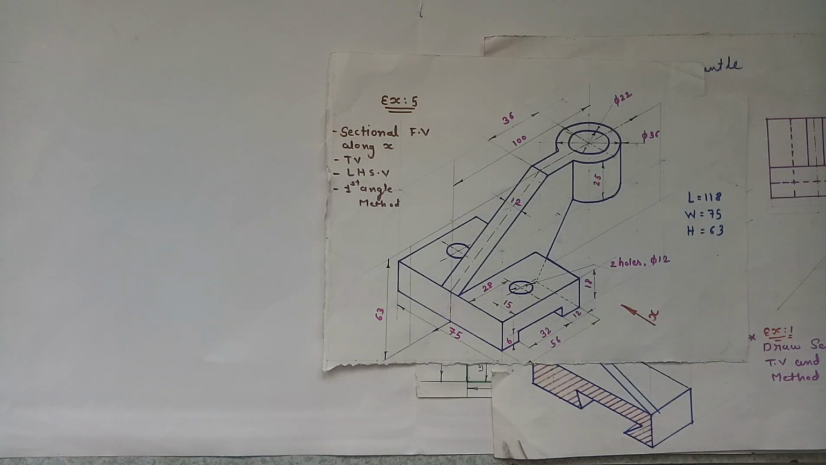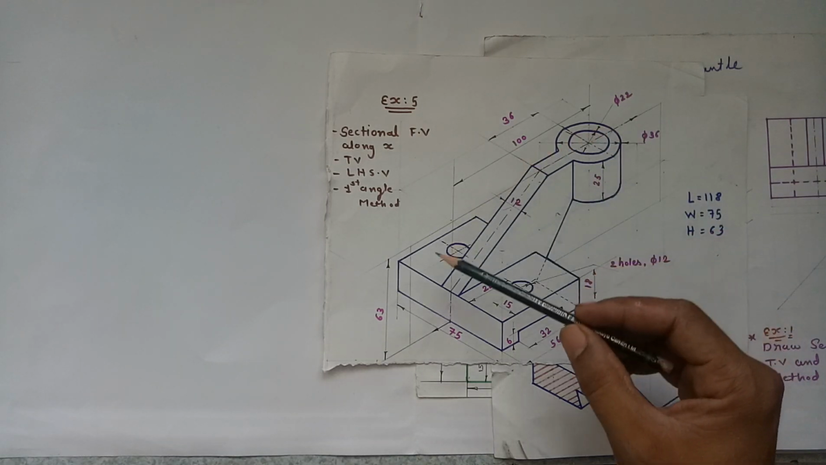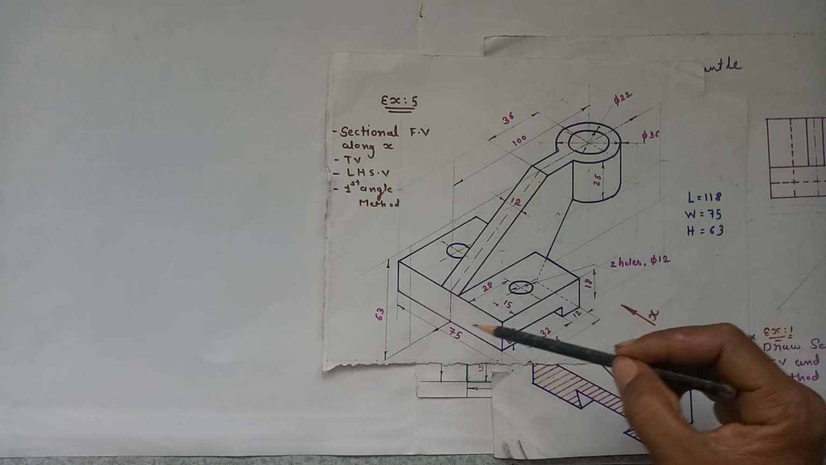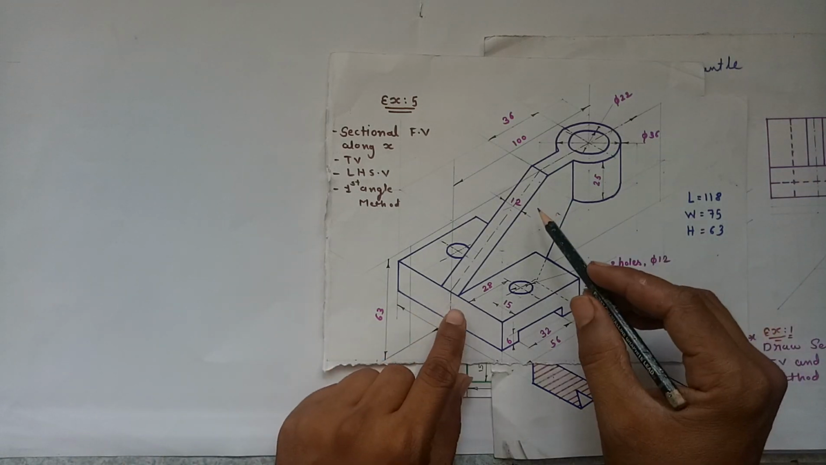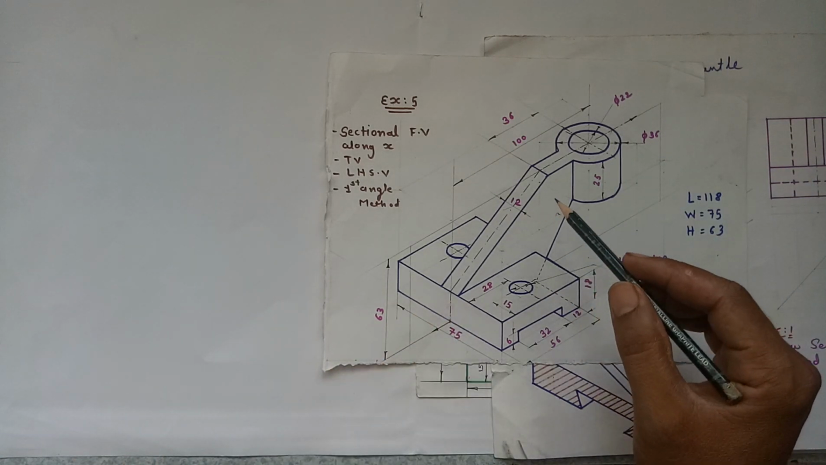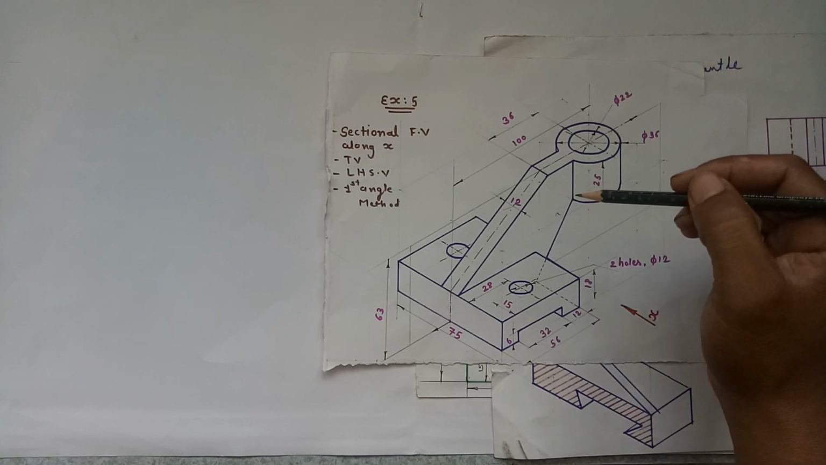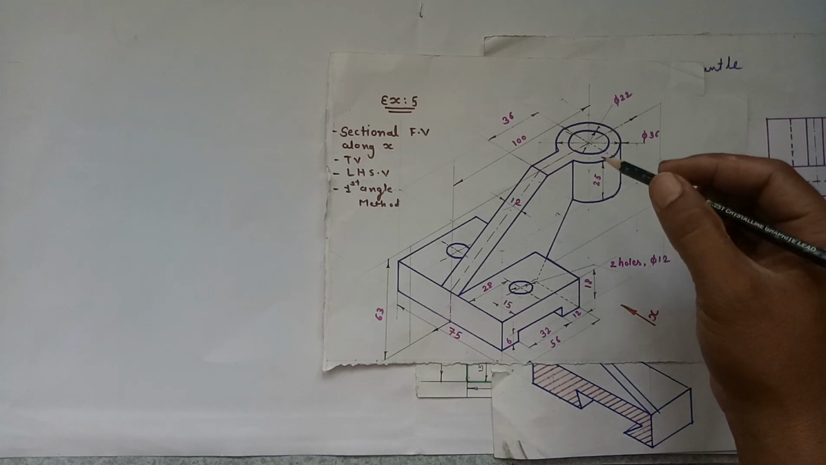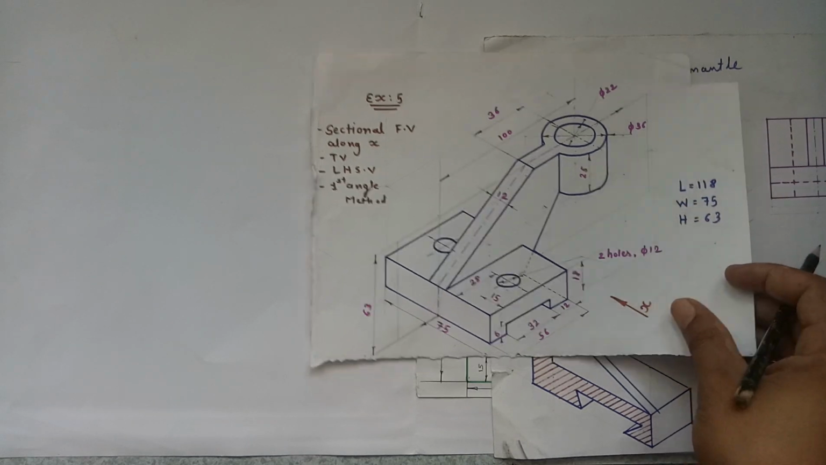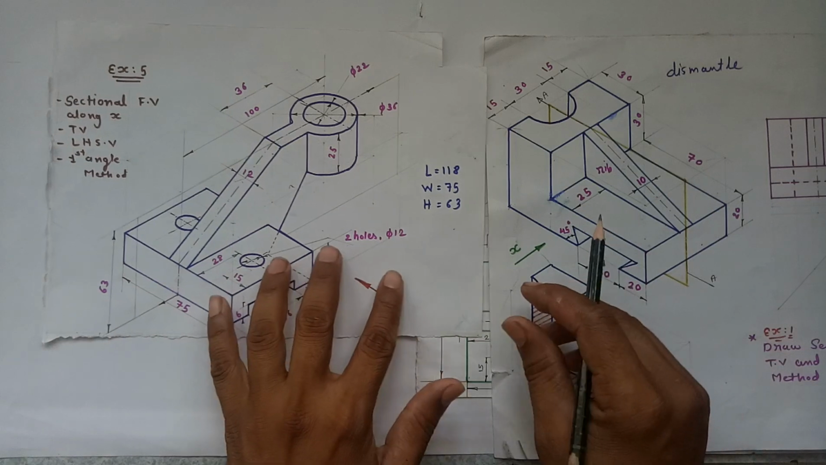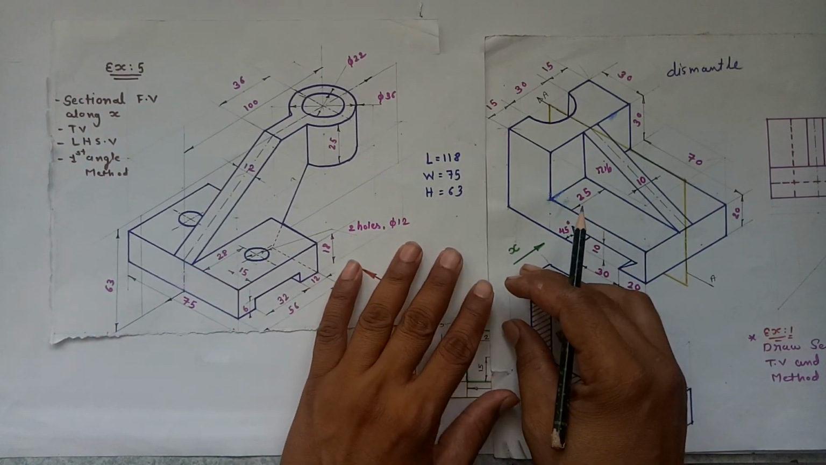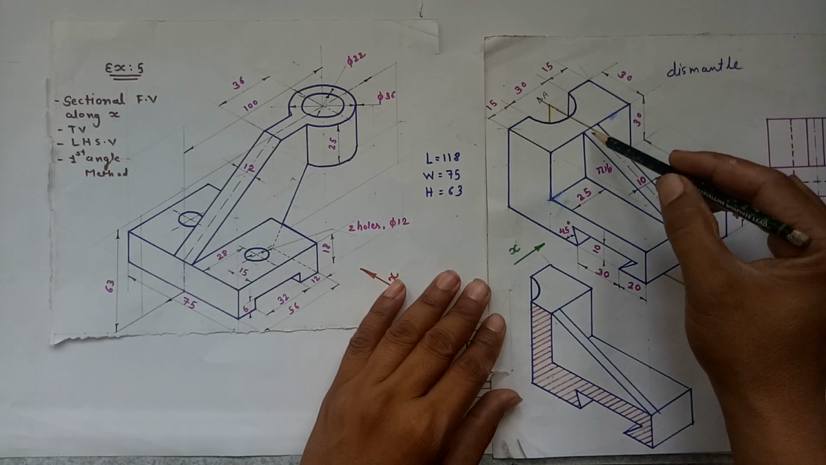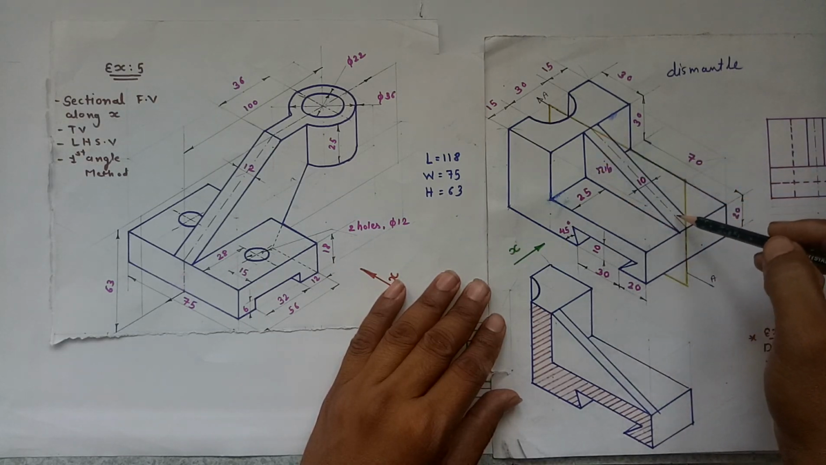Hello everyone. Today we are going to discuss this particular part in the sectional orthographic projection. But before starting this example, let us discuss a part which is known as the rib of the object. To understand the rib properly, here we have taken another object which we did in the last lecture, and in this problem we have considered this part as a rib.